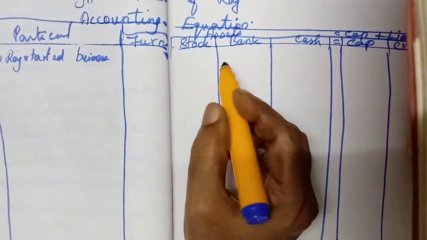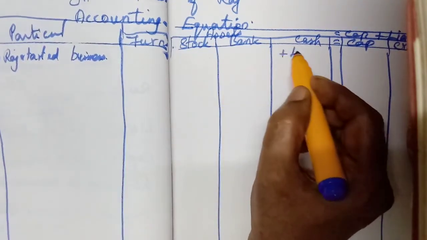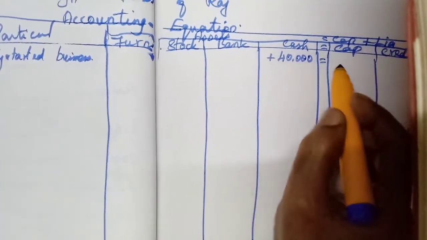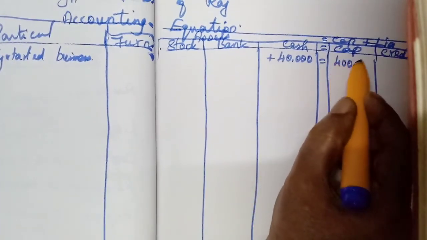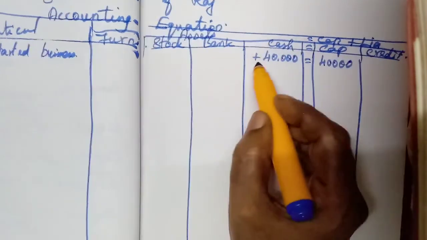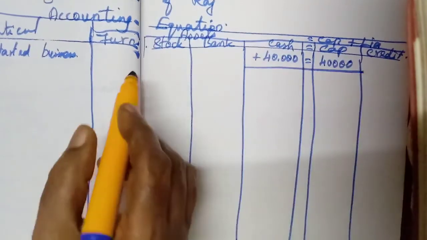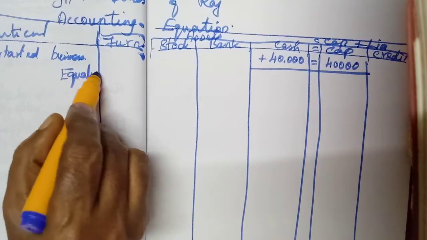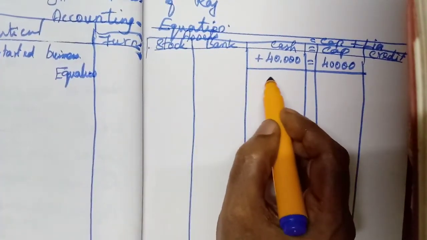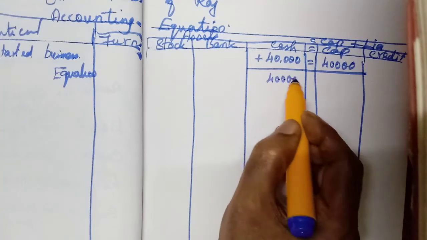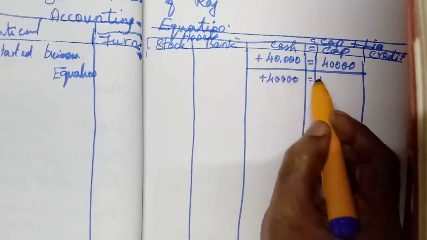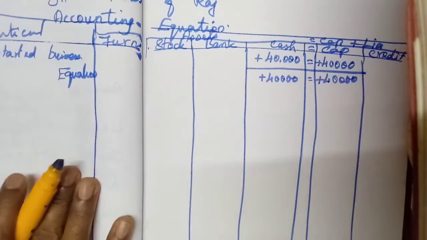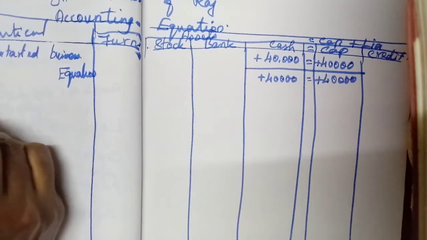Okay, cash you write plus 40,000 is equal to capital, how much? 40,000. Draw the column and write here the equation. Write here the equation, 40,000 plus. Okay, now the second one.